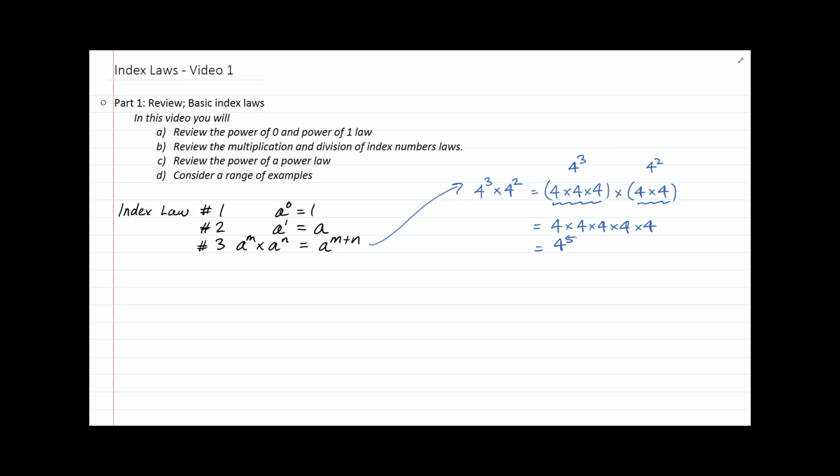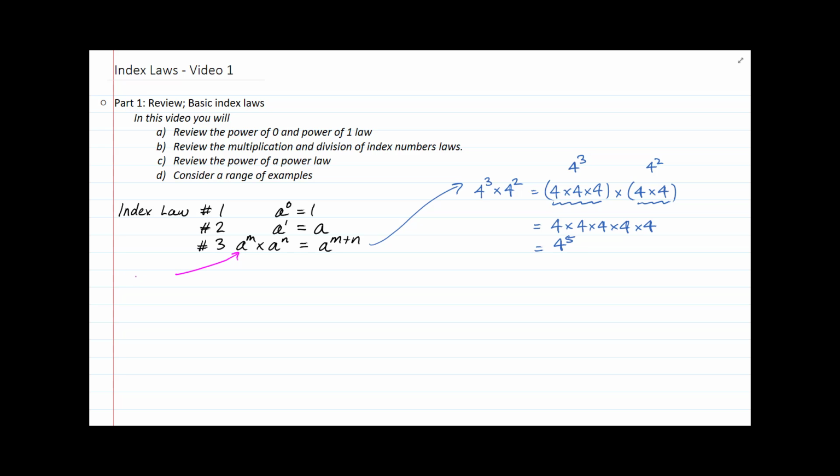But if you get a question like 4 to the power of 15 times 4 to the power of 162, we don't want to have to write down all those 4s. So there we have it. a to the power of m times a to the power of n equals a to the power of m plus n. It's probably important here that I just make a quick note.